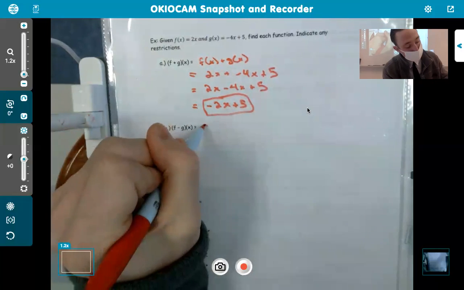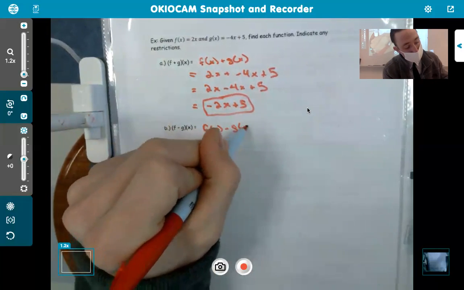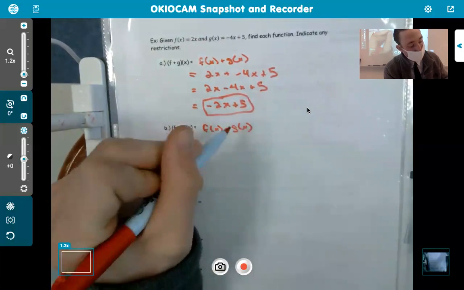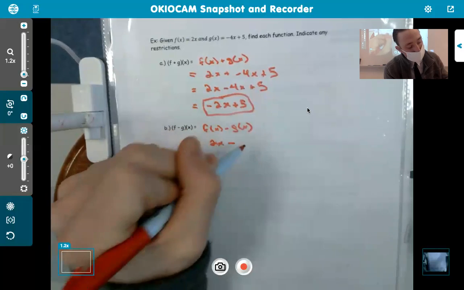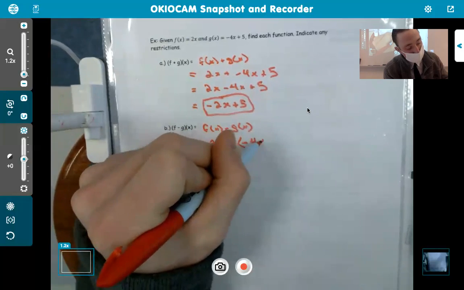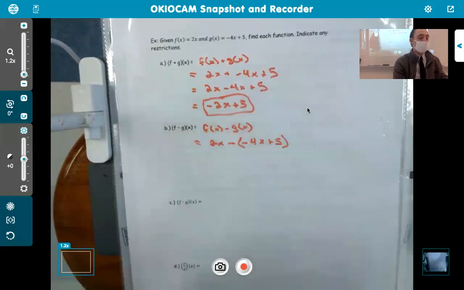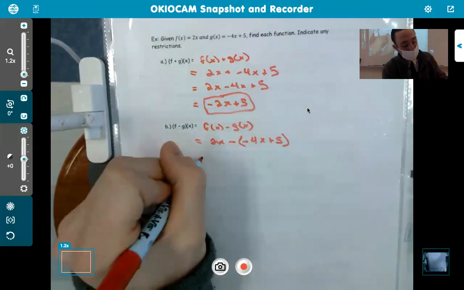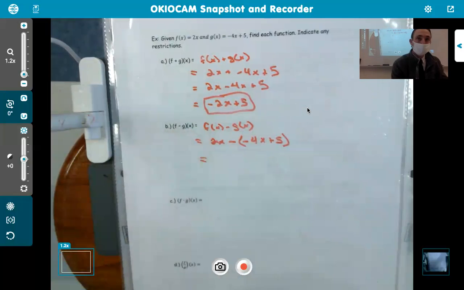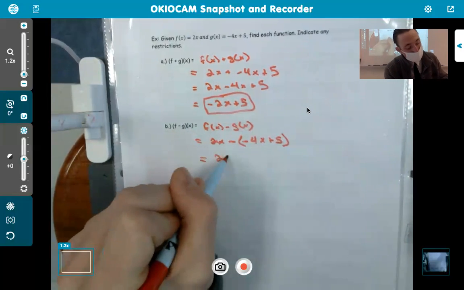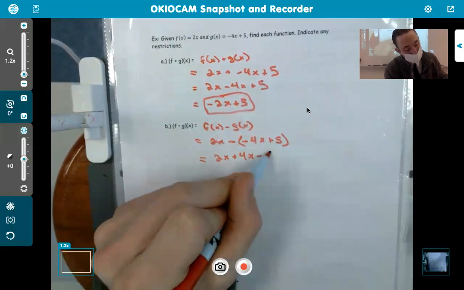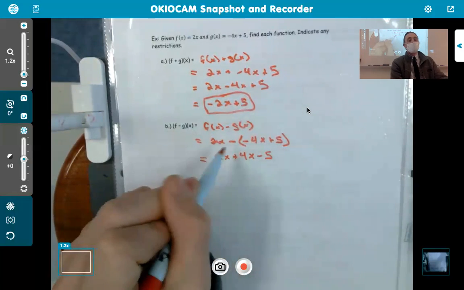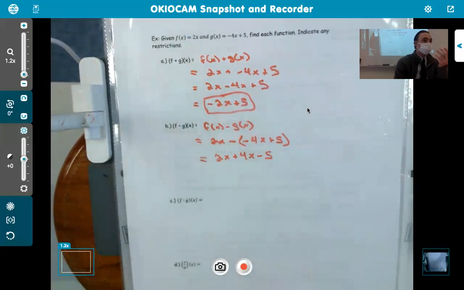Part B, I'm subtracting, so I have f of x minus g of x. So I have 2x minus, in parentheses, negative 4x plus 5. Right? This is subtraction now, so I do include the parentheses because I have to distribute that negative through. And what happens when I distribute the negative? What should the next line look like? Good. 2x plus the 4x minus the 5. Essentially, what I'm doing is changing the sign of each term in my second function.